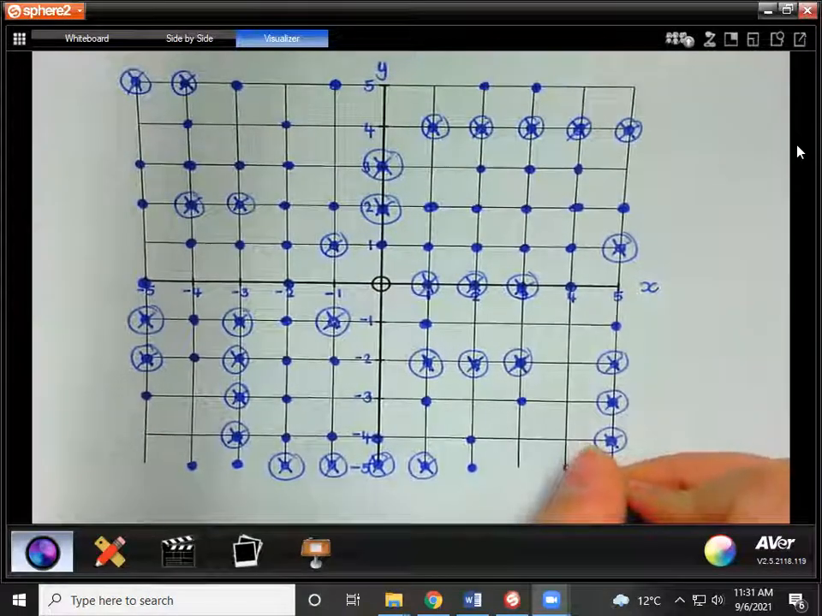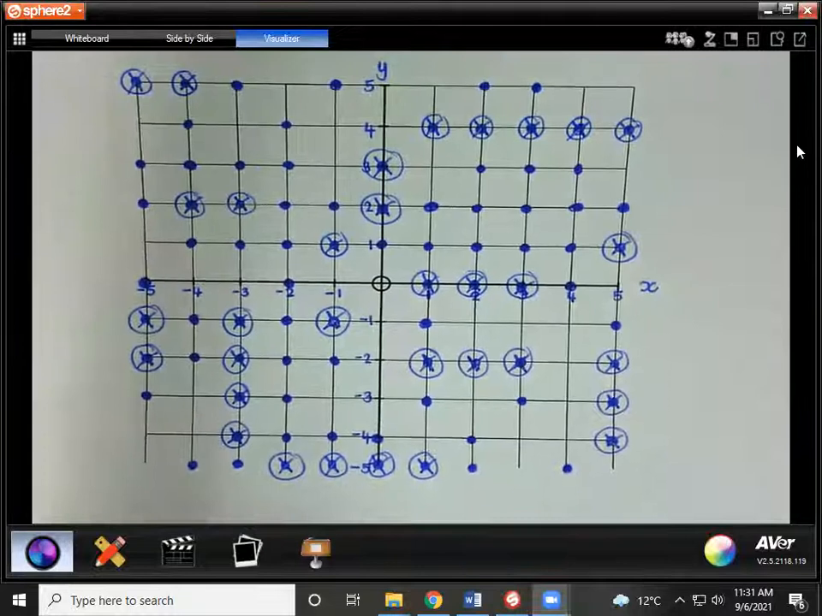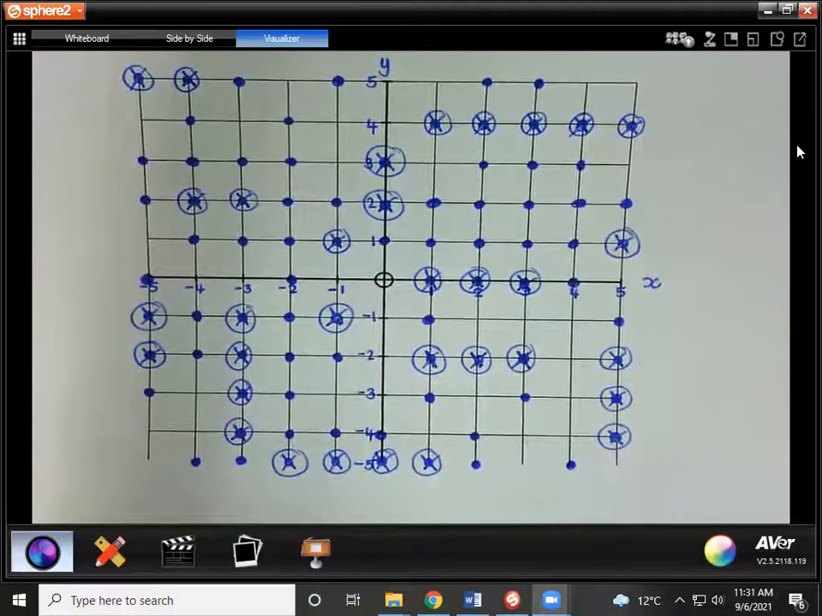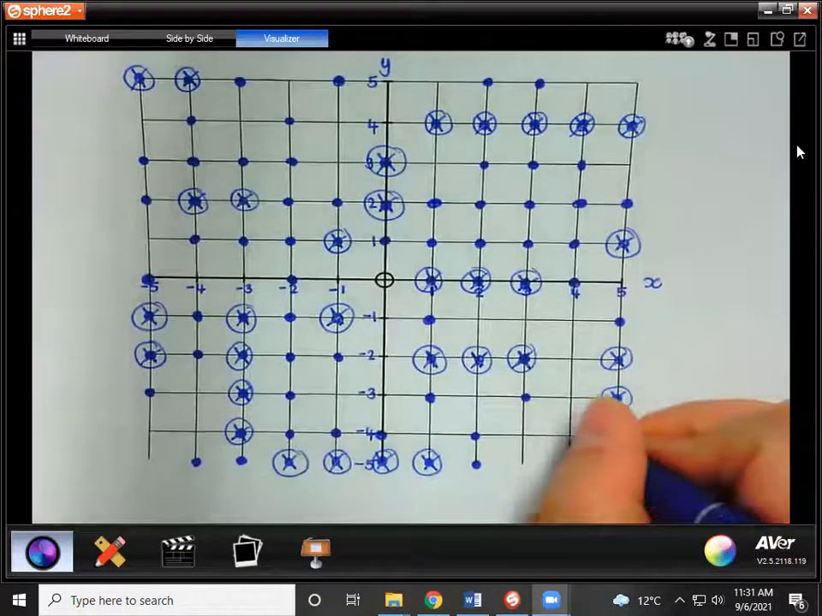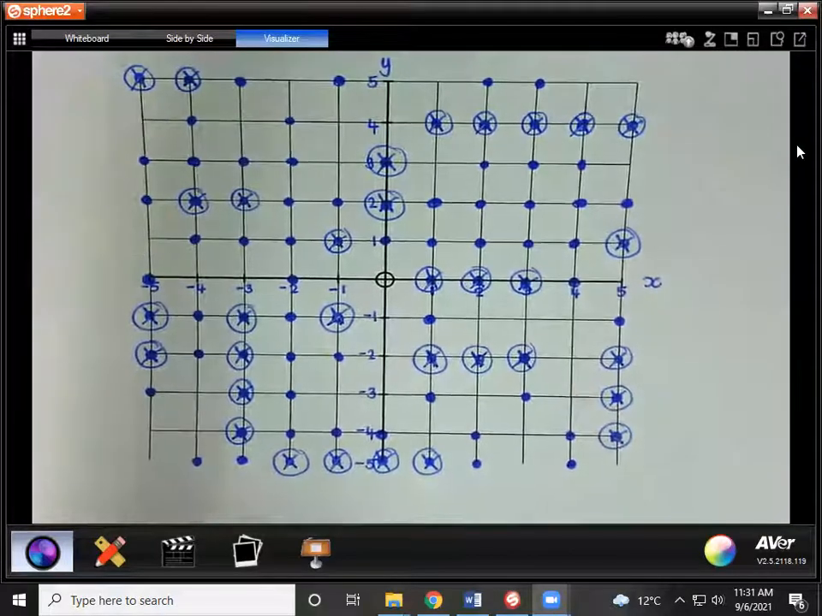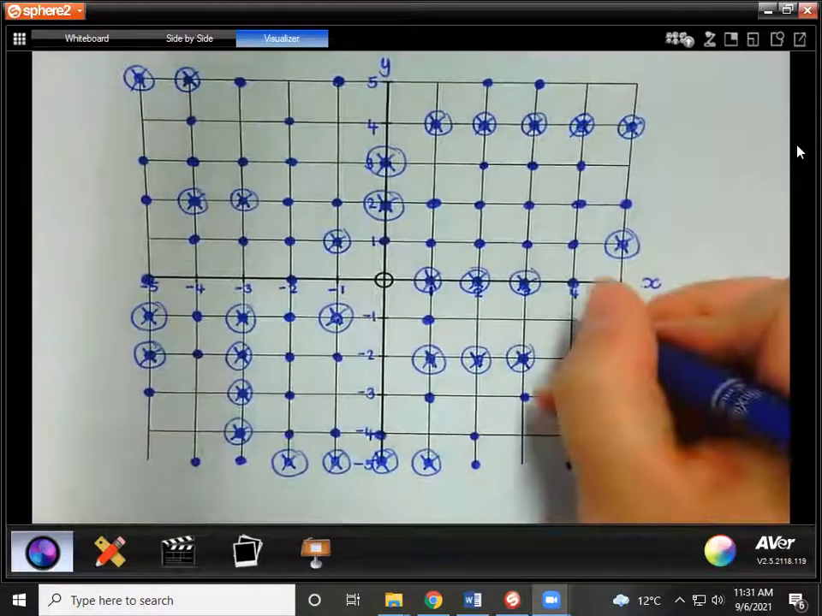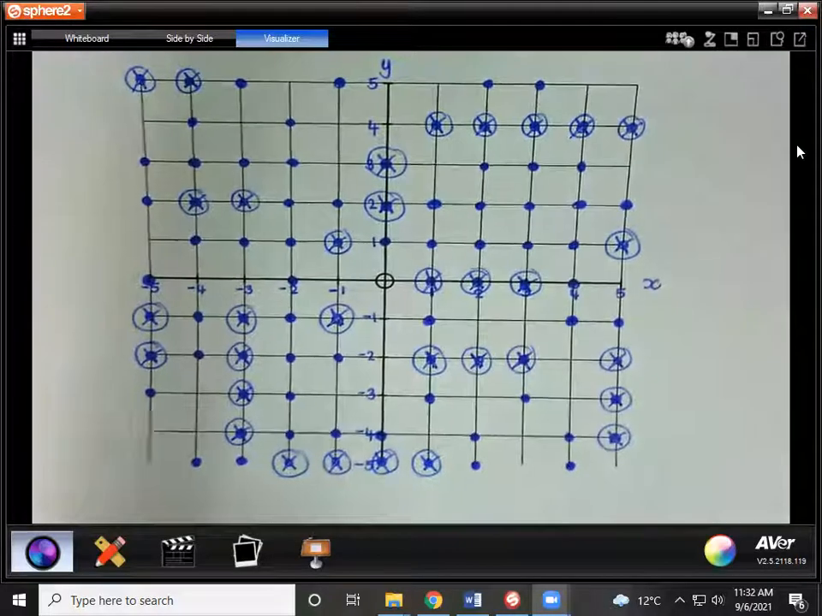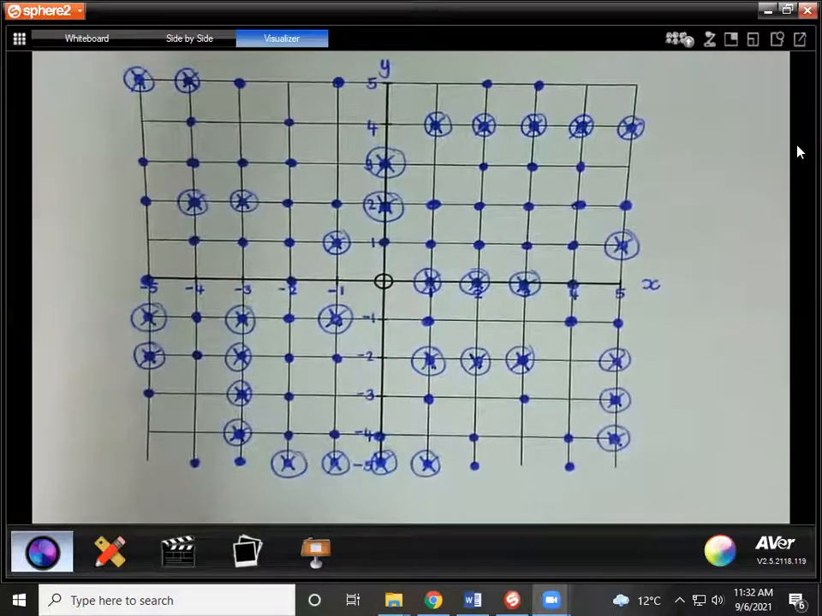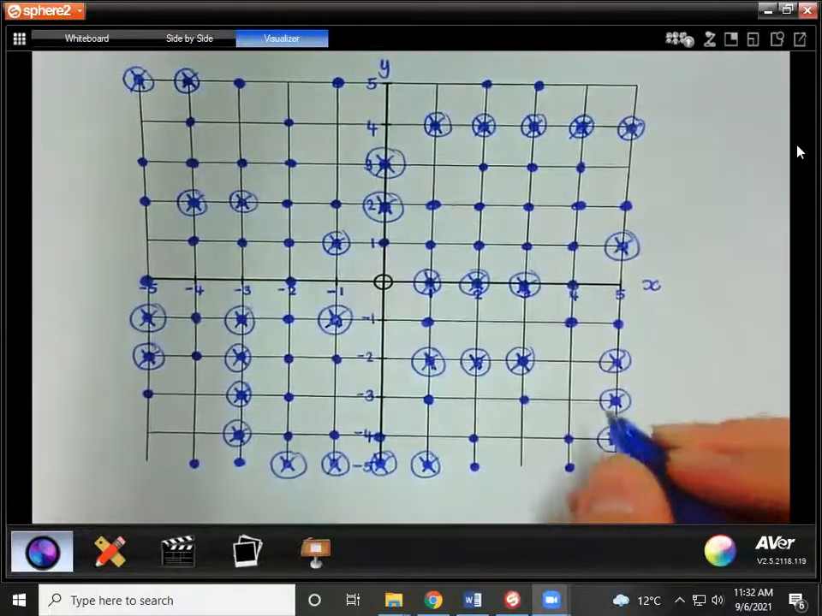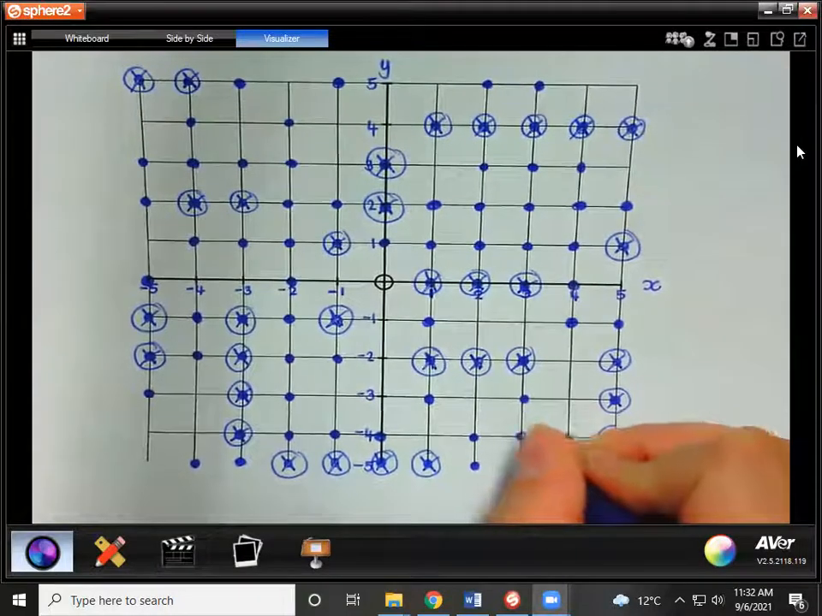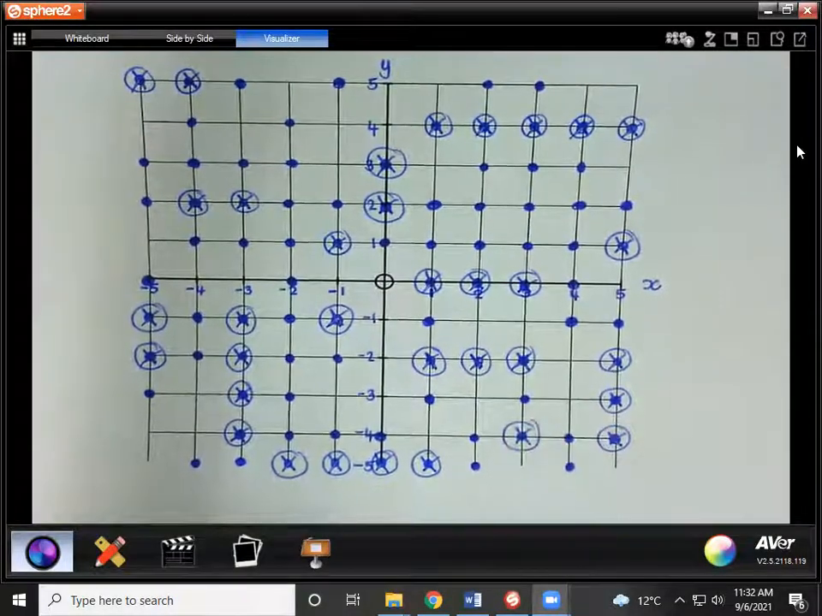4, -5, miss. 4, -4, miss. 4, -1, miss. 3, -4. Hit. There we go. That's my second last submarine. Guys, there's 1 submarine somewhere still. 1 point somewhere on its own.